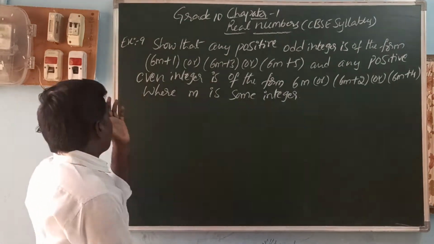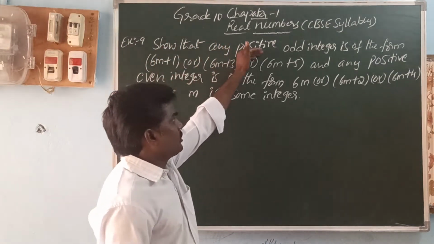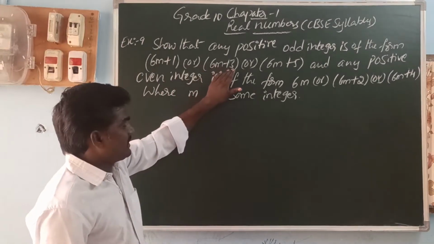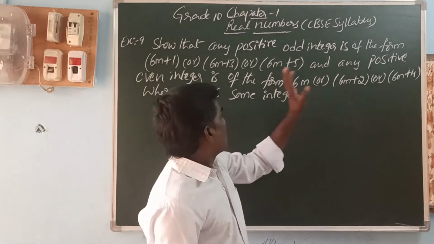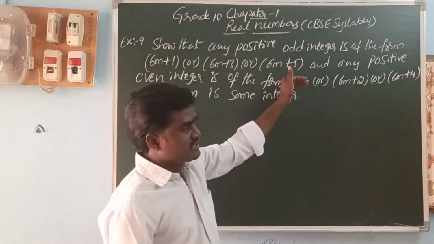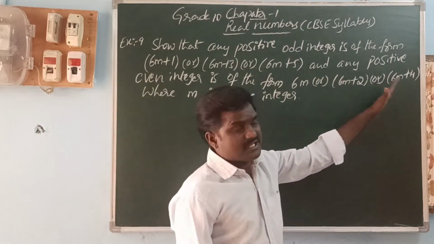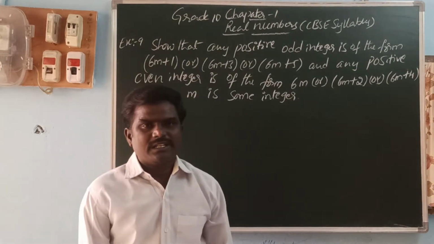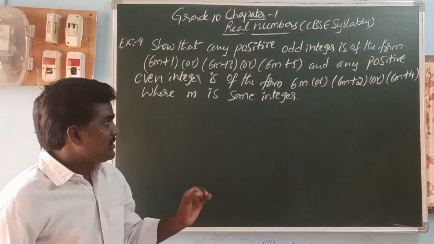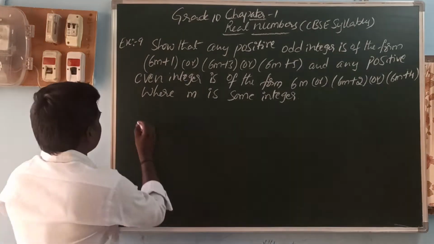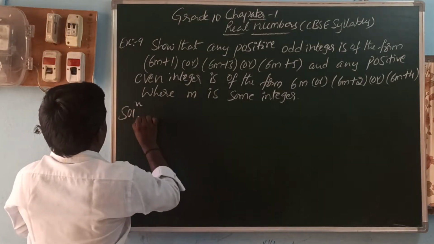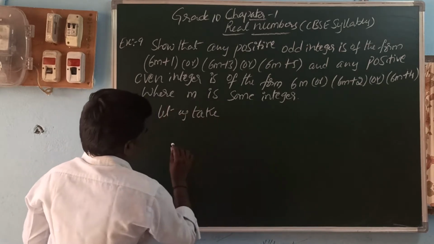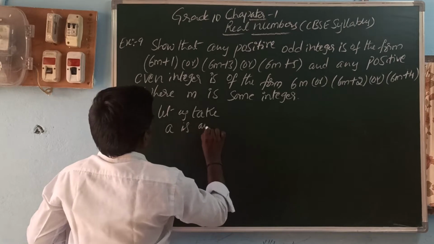Here, example 9. Show that any positive odd integer is of the form 6n plus 1 or 6n plus 3 or 6n plus 5, and any positive even integer is of the form 6m or 6m plus 2 or 6m plus 4, where m is some integer. How can we prove this? By using Euclid's division lemma. We don't know which integer, so let us take a as any positive integer.